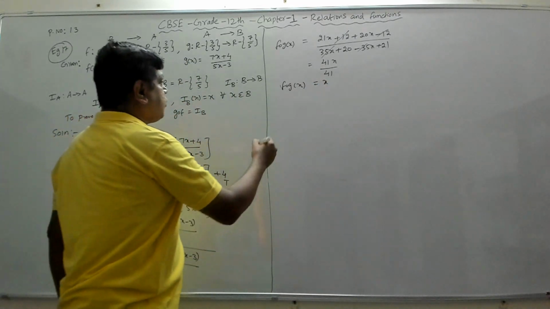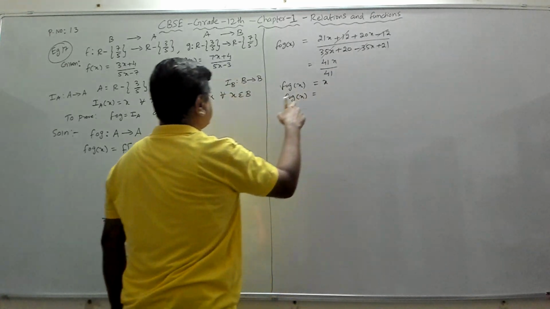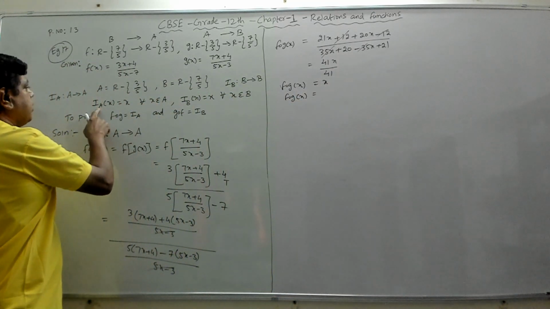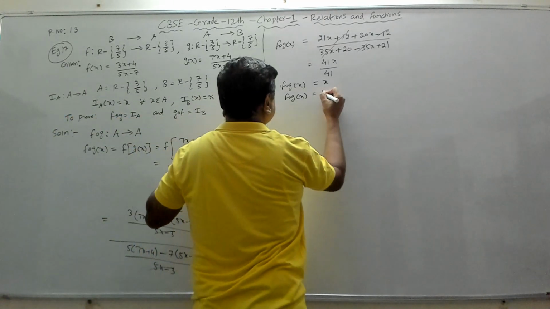So which means your f of g is what? f of g of x is equal to x. x is your I of A of x. Instead of x, I can put I of A of x.